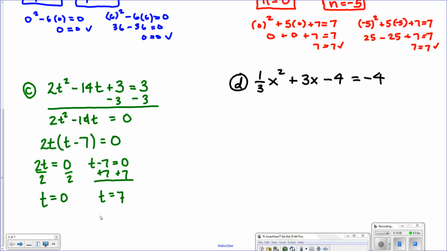For time's sake, since I'm already over 10 minutes here, I'm going to go ahead and let you know these are correct, but you can still plug them in to check them on your own. So our answer for C is t equals 0 or t equals 7. D, 1/3 x squared plus 3x minus 4 equals -4.